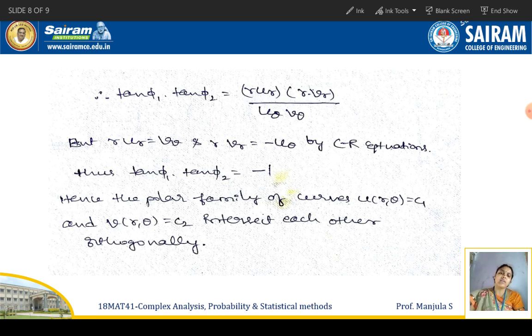Actually, in complex analysis there are two properties, the harmonic property and the orthogonal property. The orthogonal property is very simple and we can easily prove it. And one more property I already discussed.